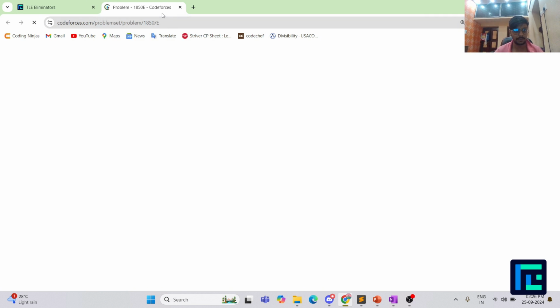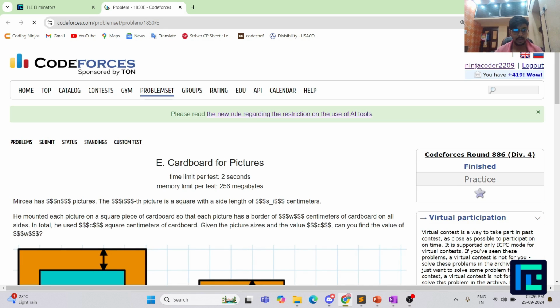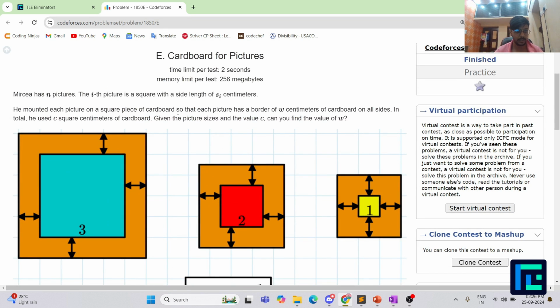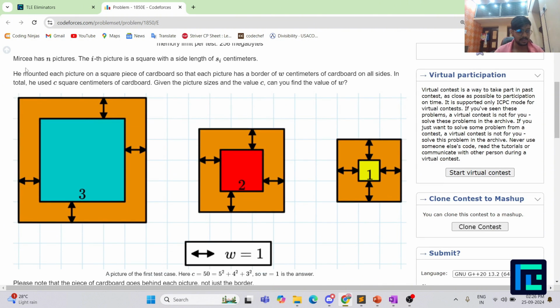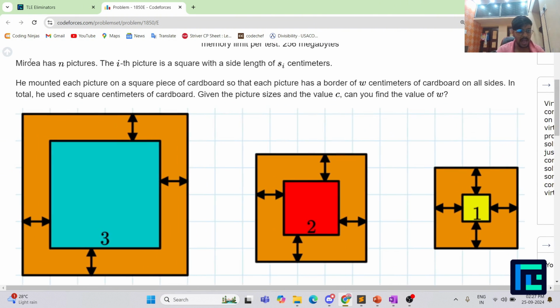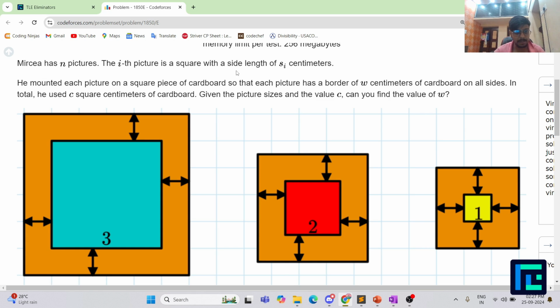So the name of the problem is Cardboard for Pictures. Okay, so let's see what the problem says. Problem says that Mircea has n pictures. The ith picture is a square with a side length of Si centimeters. So there is a person having n pictures, and the ith picture is a square whose side length is Si. He mounted each picture on a square piece of cardboard so that each picture has a border of W centimeters of cardboard on all sides.